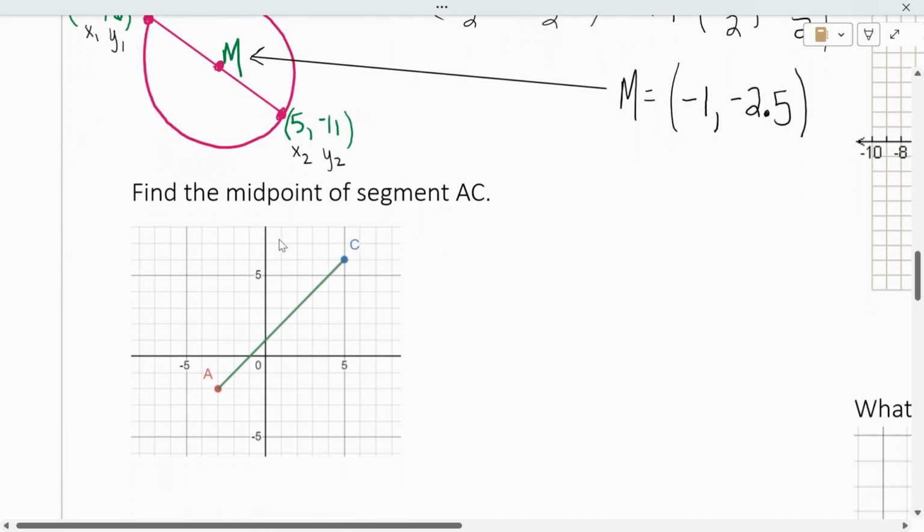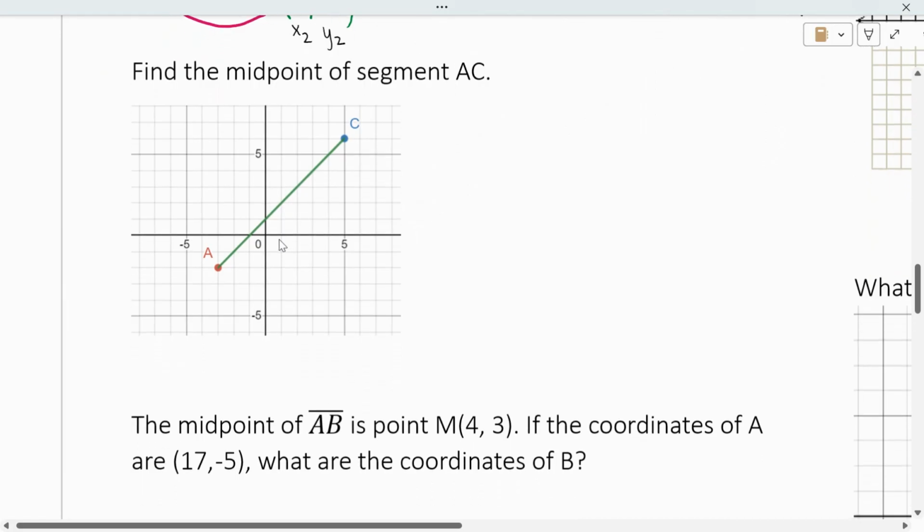Okay, we have one more. Find the midpoint of segment AC. Who can tell me how to set this up? What do we need to do first? Ken, I thought you raised your hand. Oh, sorry. Tell me what the coordinates are. What's the ordered pair for C? 5, 6. Good job.